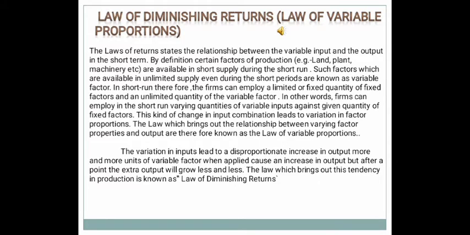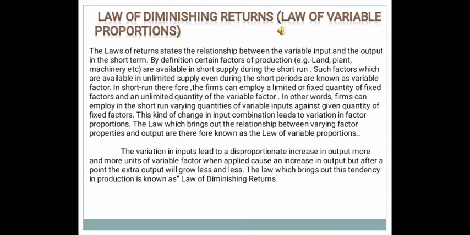Law of variable proportion. The law of variable proportion states the relationship between variable input and output in the short term. By definition, certain factors of production are available in short supply during the short run. Factors which are available in unlimited supply even during the short period are known as variable factors. In the short run, therefore, the firm can employ a limited or fixed quantity of fixed factors and an unlimited quantity of variable factors.